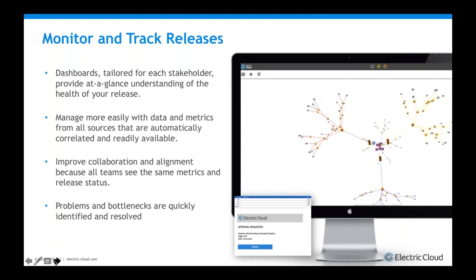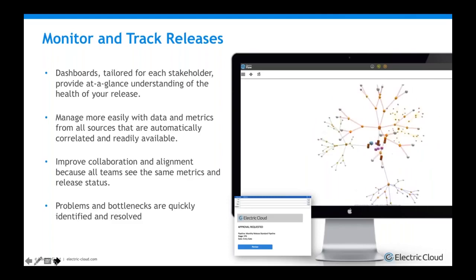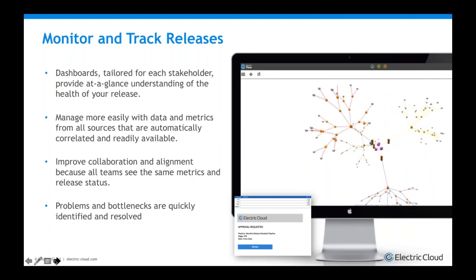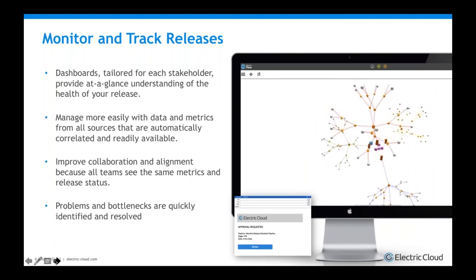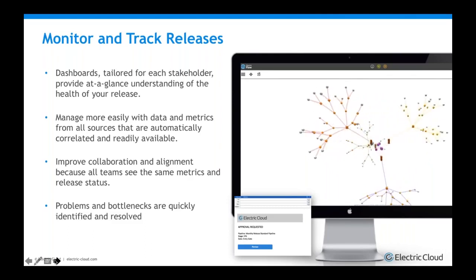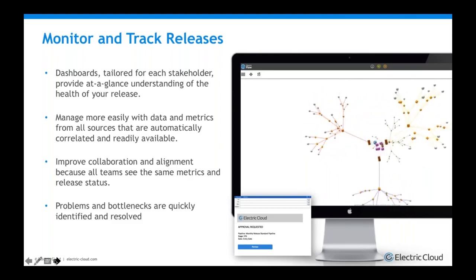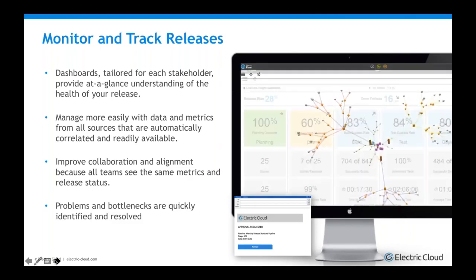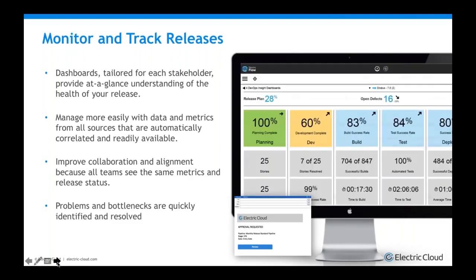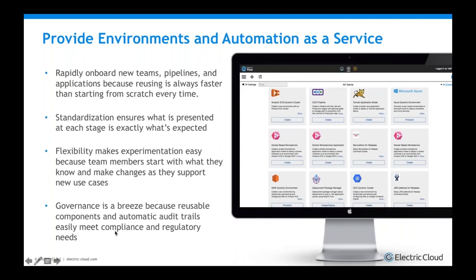So monitor, track your releases, have dashboards. Visibility is a huge thing in DevOps, and certainly for DevSecOps as well. Transparency, visibility, knowing where we are. Did we build with that bad version of the library or did we build with the right version? All of those kinds of things. So be able to track those kinds of things and know where you are in the process.